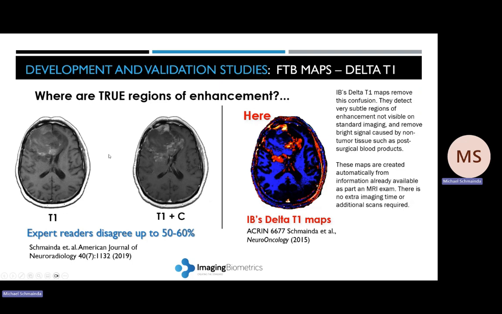The benefit of delta T1s is that you can see here on the T1 and the T1 plus C, there's bright signal on both, which makes it very difficult for even expert readers to agree on what they're looking at. However, when you look at the delta T1 map, you can clearly see that these quantitative maps make the areas of enhancement pop. They detect subtle regions of enhancement and even subtract out confounding factors such as post-surgical blood product.